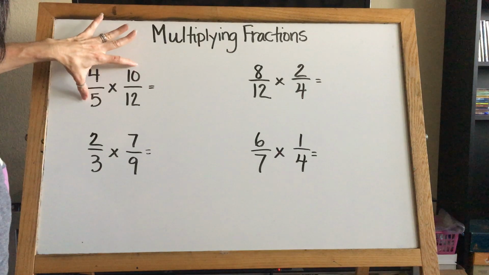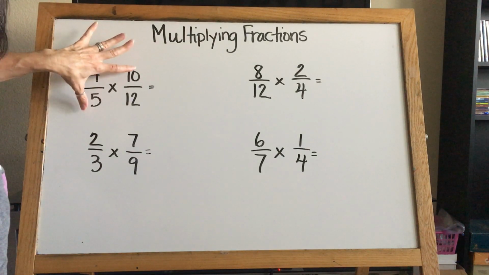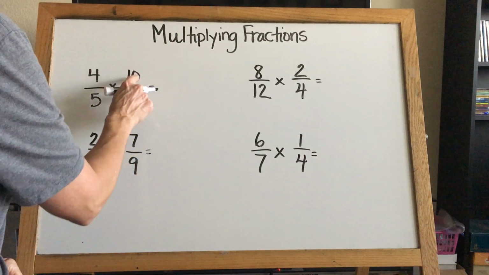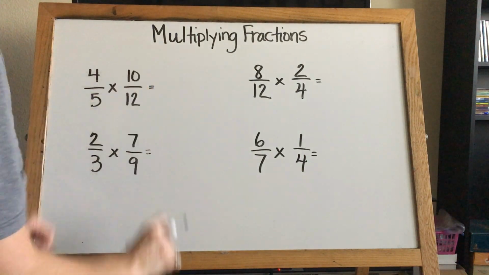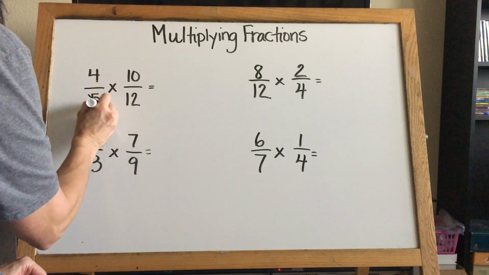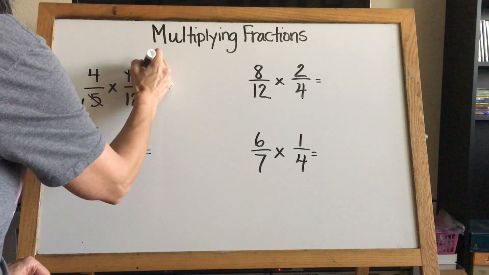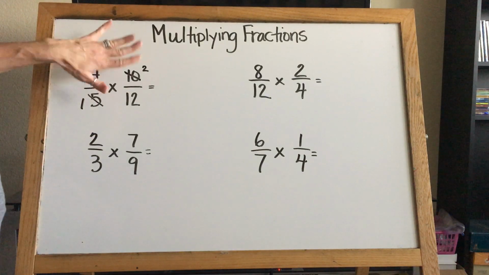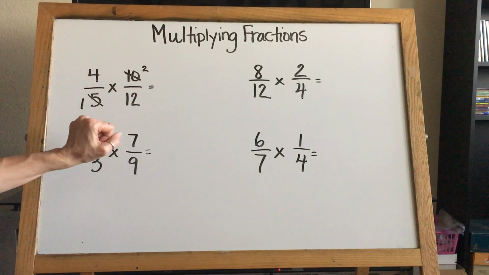So if you can find a common factor in your numbers diagonally, you can actually reduce right here. So if you know 5 goes into both of these numbers, you can divide both of these by 5. So 5 divided by 5 is 1. And 10 divided by 5 is 2. Now you have to divide by the same factor, okay? So they have to have a common factor.